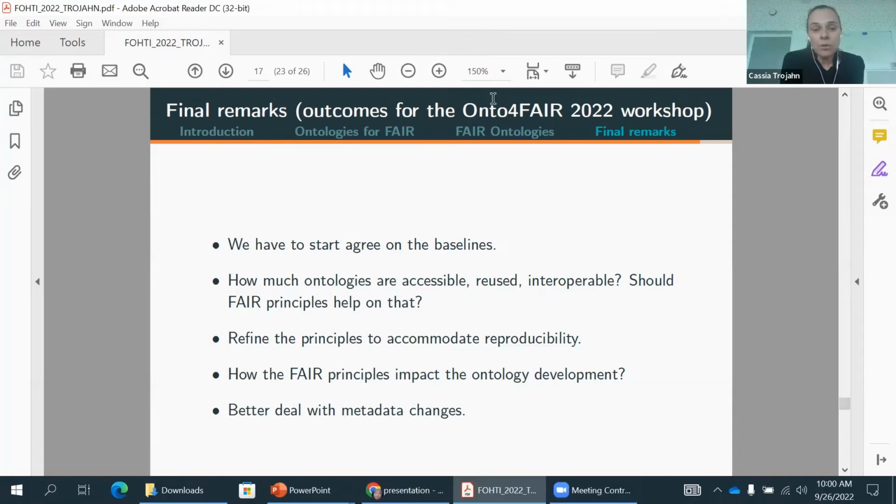Another point that you mentioned is how you can refine the FAIR principles to also address reproducibility. There are new vocabularies as well for better addressing reproducibility. In general, how the FAIR principles can impact ontology development, and another point is how to deal with the evolution of the resources, because the resources evolve, and how you can also involve that in the metadata, etc. So this is all. I hope you can have a nice discussion here as well.